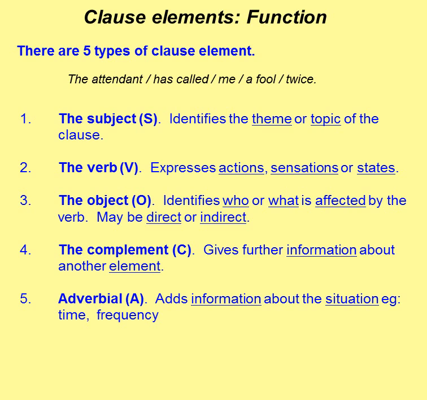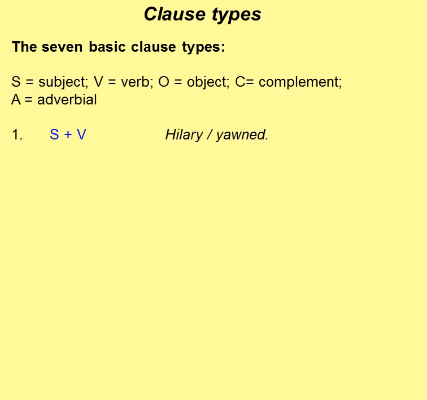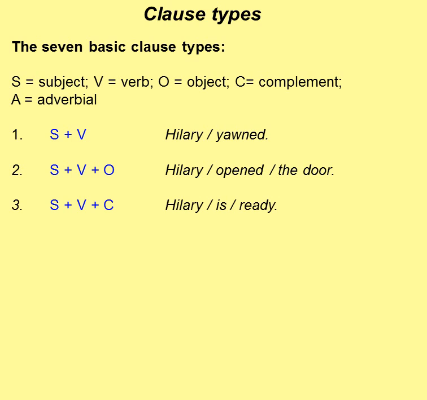So let's have a look at how these clause elements can combine together into patterns. We put these 5 clause elements together and they make up to 7 basic clause types, so they can combine into 7 possible patterns. Here is the first pattern, subject and a verb. For example, Hilary yawned. Second pattern, subject, verb, object. Hilary opened the door. And then subject, verb, complement. Hilary is ready. The complement often follows the verb to be.